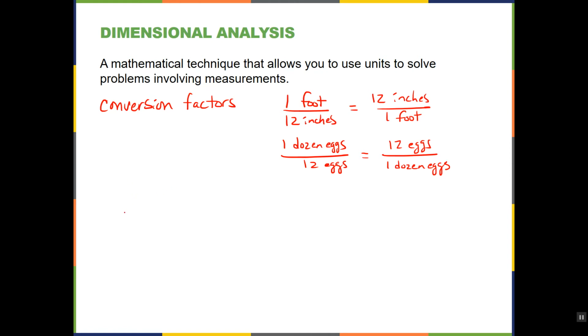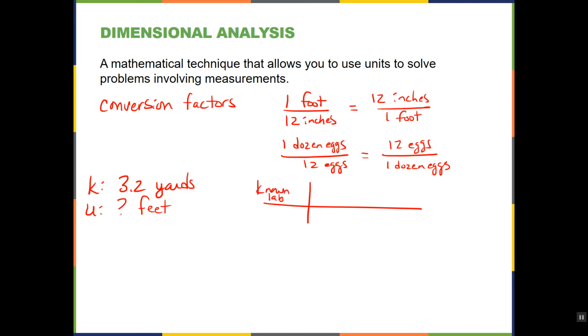Let's say I had 3.2 yards, and I wanted to know how many feet that was. Okay, so my known is 3.2 yards, and my unknown is the number of feet. Now, the general format for doing these problems is you're going to write your known in the top left box. Okay, and the known is going to have a label, some kind of unit. And we're going to put that over 1. Now, we're going to bring the label for that unit down, the label of your known.